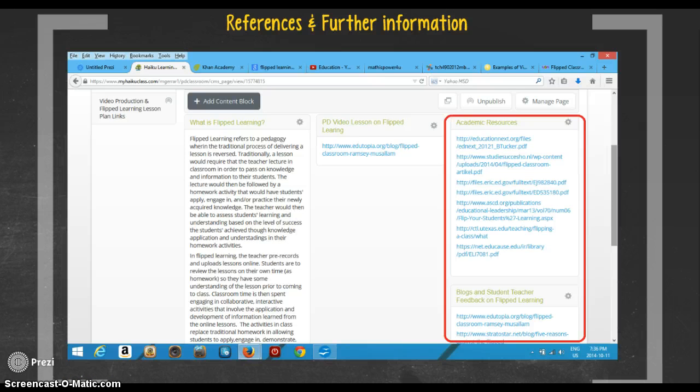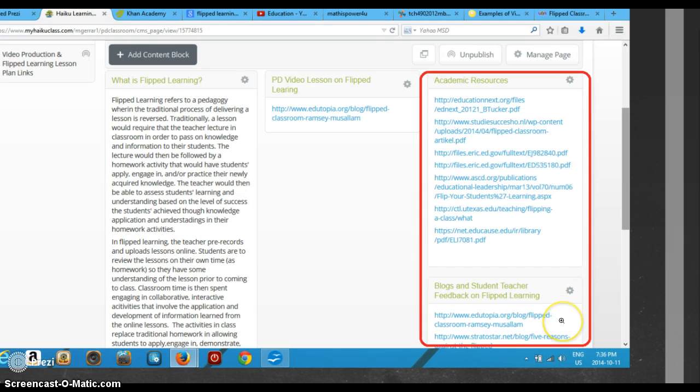If you'd like to learn more about flipped learning and would like to access the academic and non-academic resources from which this lesson was built upon, please do so via your online classroom under the Resources section. Note, the academic resources focus primarily on flipped learning theory, where the blogs and student-teacher feedback focus more so on the pros and cons of flipped learning.